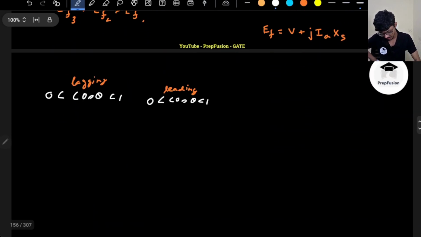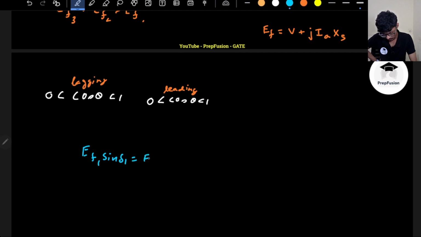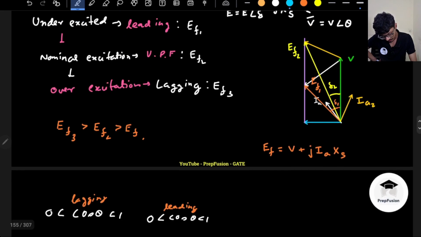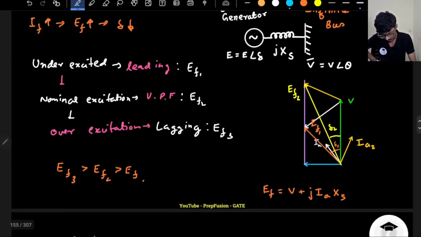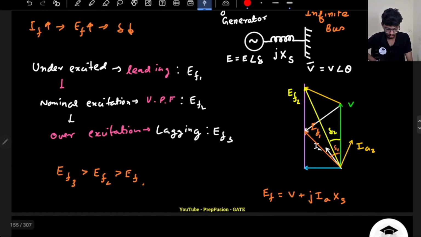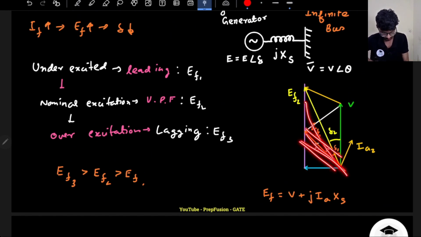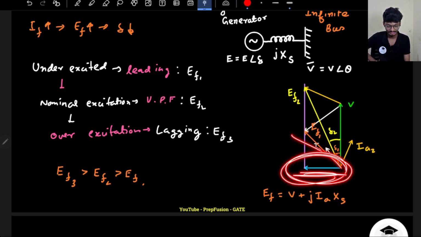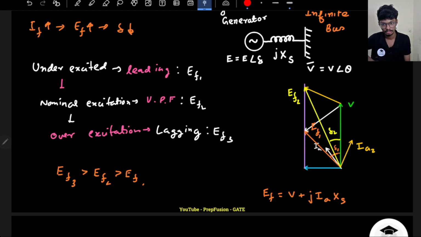So basically what I am saying is EF1 sin delta 1 will be equal to EF2 sin delta 2. How is it possible? It is possible only when the vector always touches this triangle, for any load current. Then only this length will be constant. I hope you have understood this basic point.